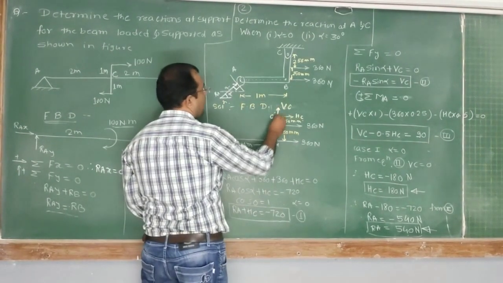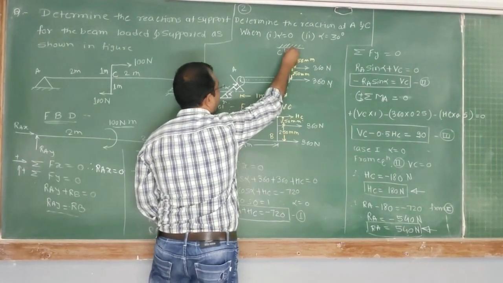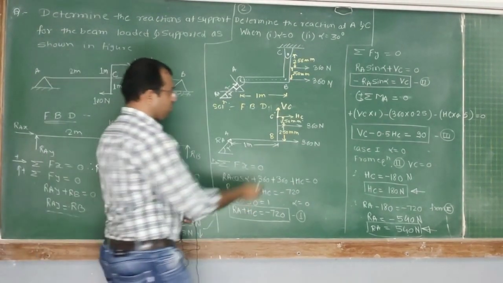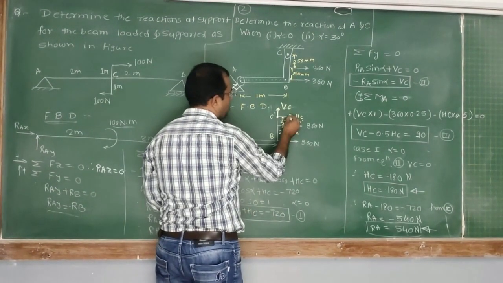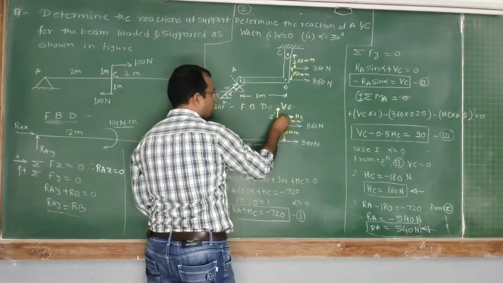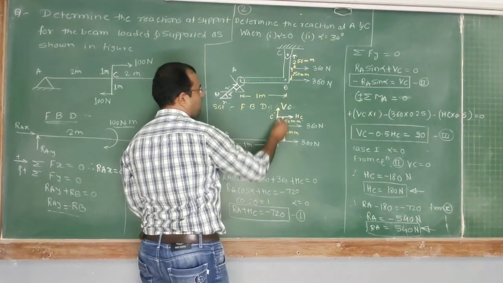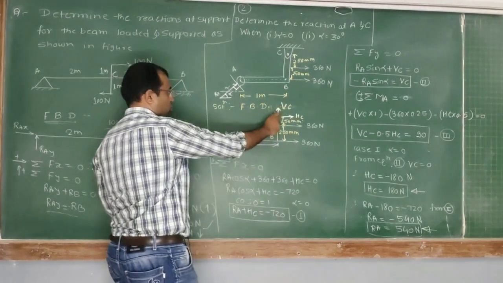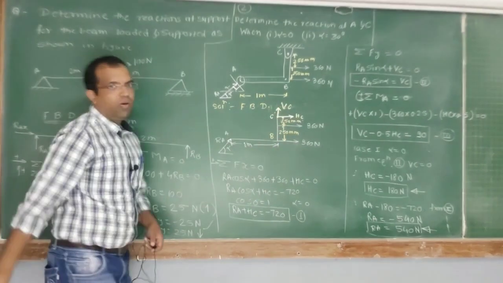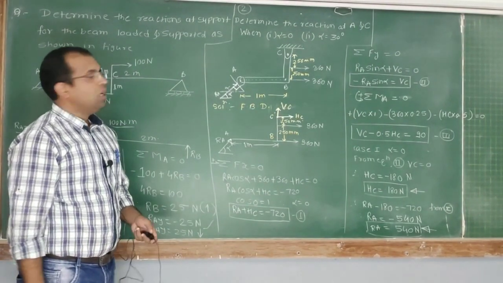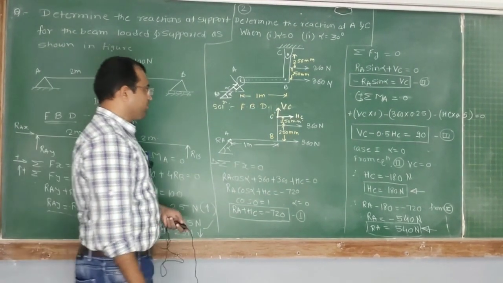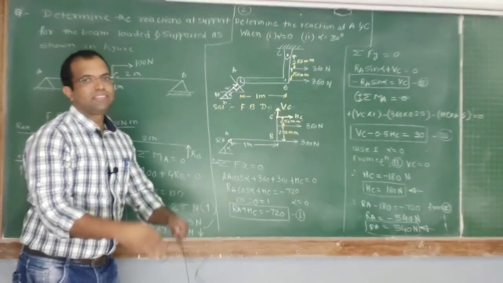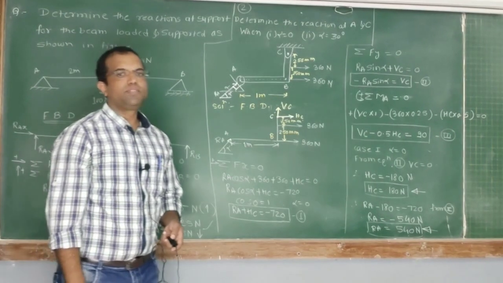Now at this point C, it is hinge support. So reaction offered by the hinge, two reactions. So I have replaced this support by the two reactions. One is in horizontal direction, that is HC, and one is in vertical direction, that is VC. These two reactions I have replaced with the help of the hinge support. So once free body diagram is over, next step is to apply the condition of equilibrium.